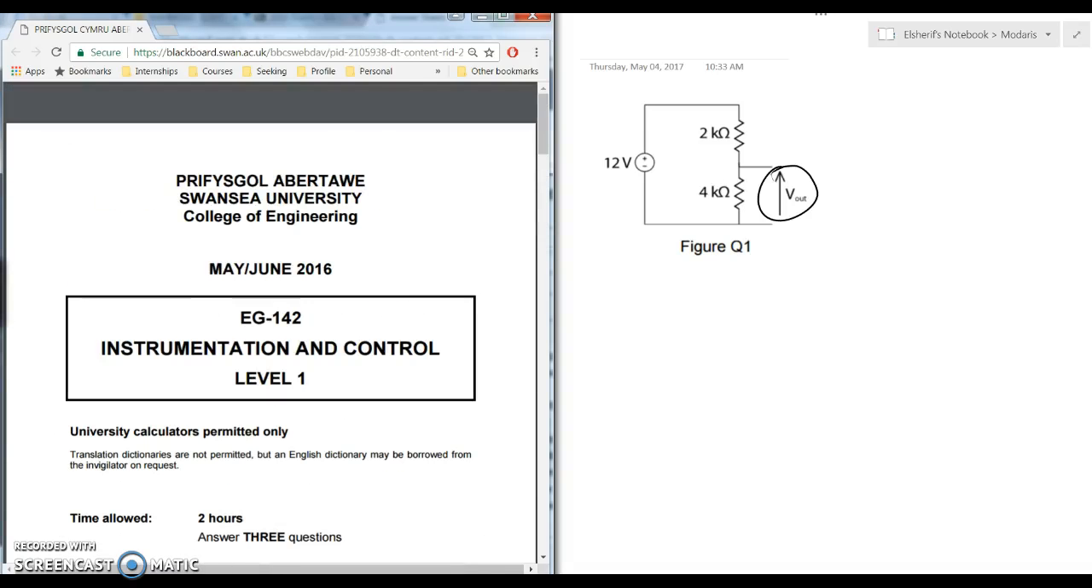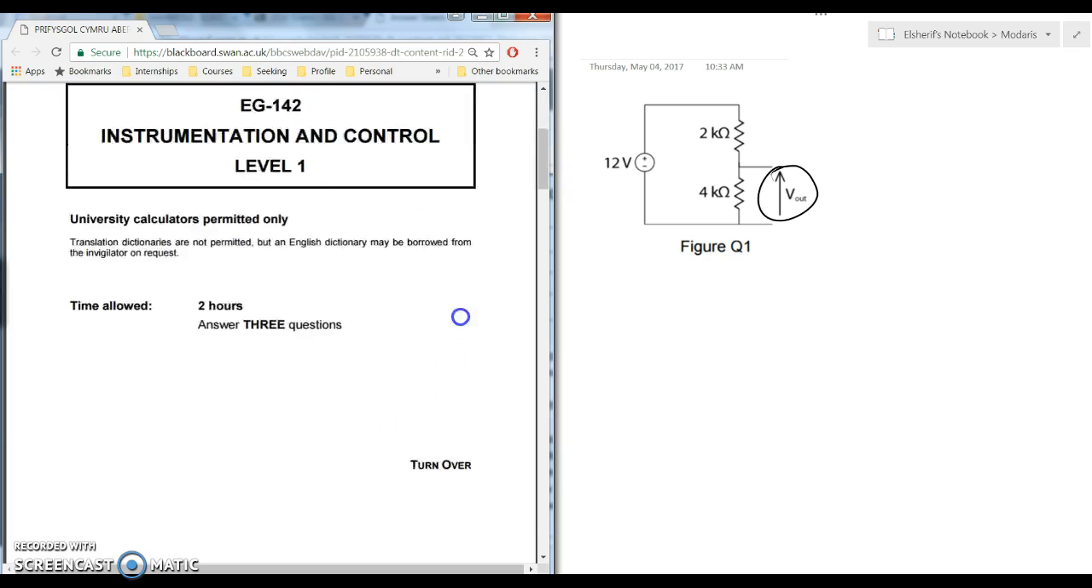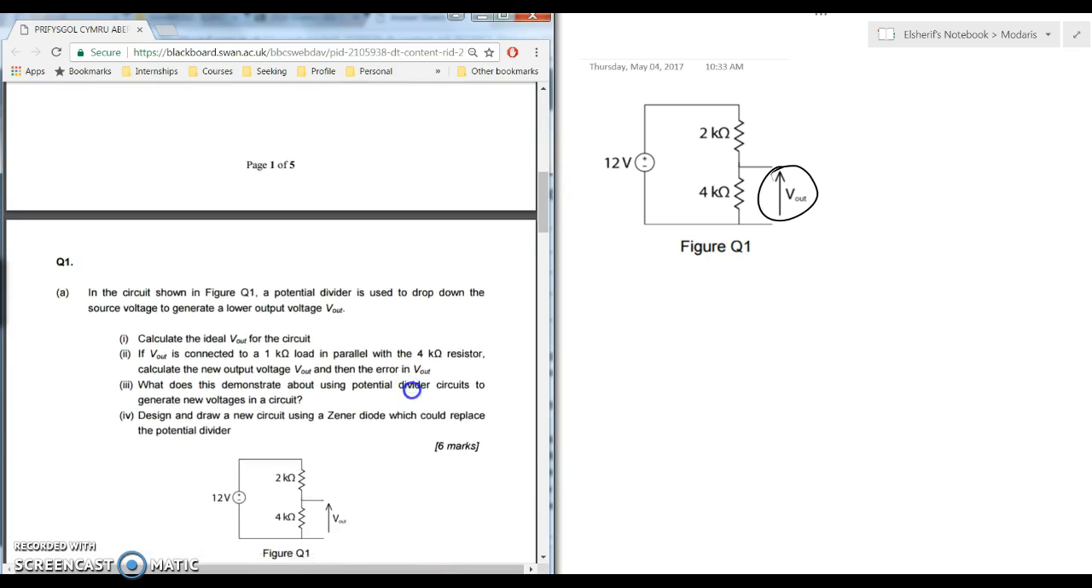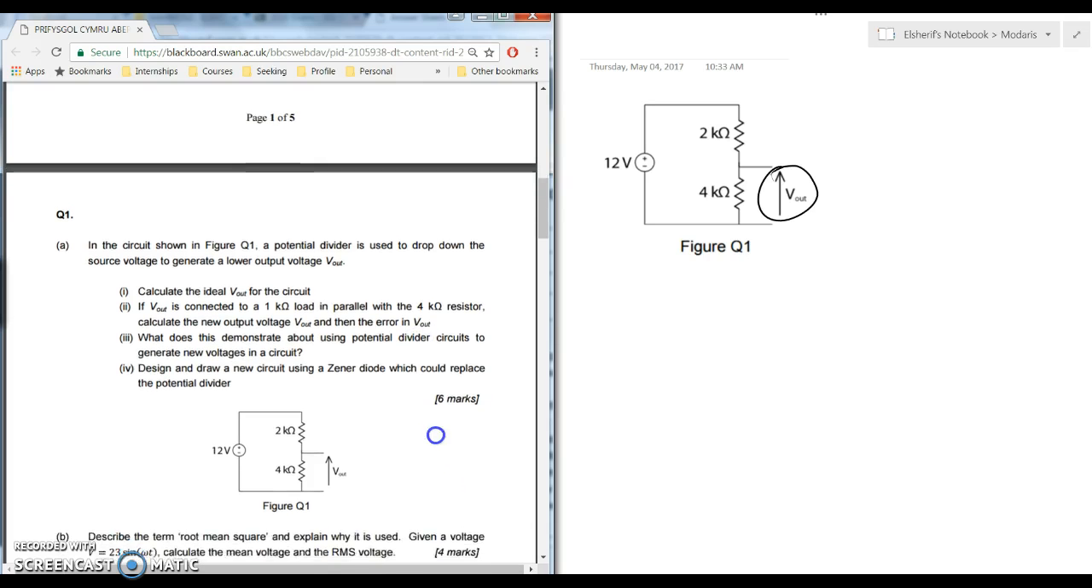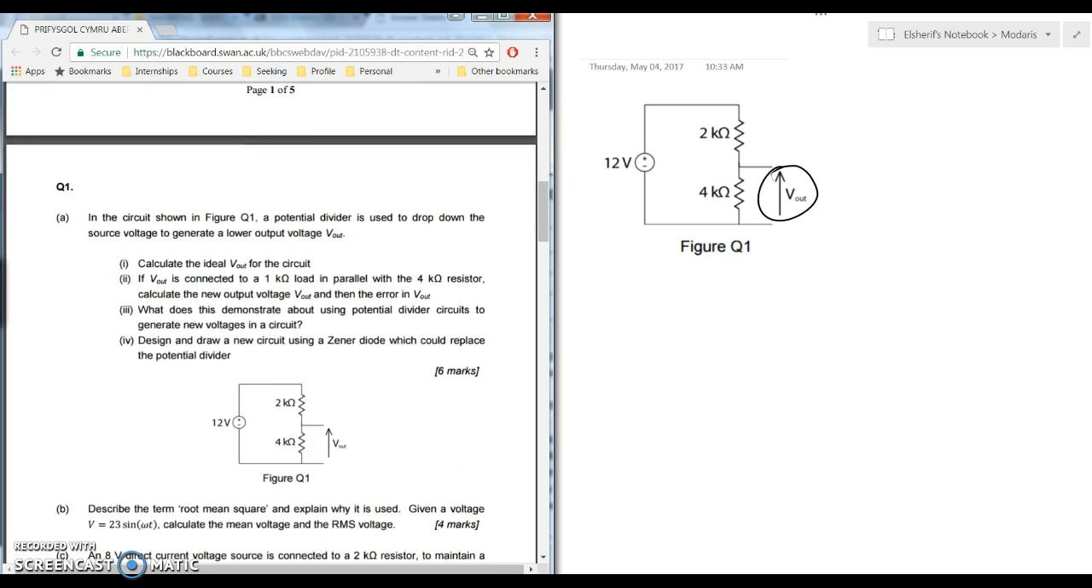This is a solution for the instrumentation and control final exam. The first question reads: in the circuit shown in figure Q1, a potential divider is used to drop down the source voltage to generate a lower output voltage. The first part asks, calculate the ideal Vout.